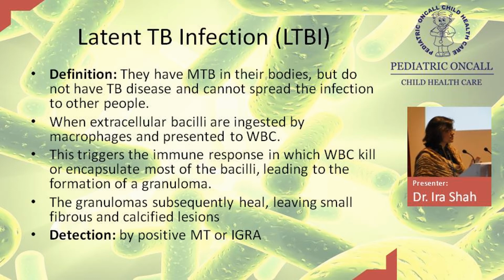How do you detect latent TB? By a positive MANTU or an IGRA, interferon gamma release assay. So suppose, as a screening process, somebody had TB in the family, you screened all the family members and you found somebody had a positive MANTU. You confirmed it by doing a QuantiFERON and found a positive QuantiFERON Gold. This patient does not have any symptoms or signs of the disease, then you label the patient as latent TB.